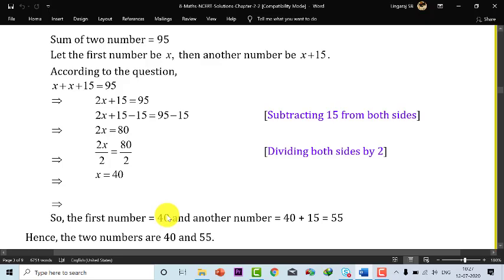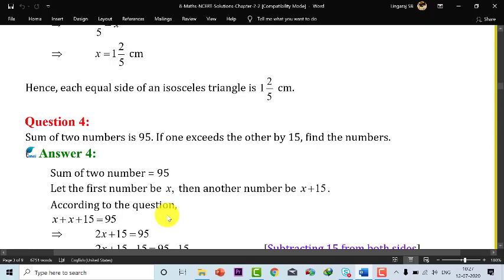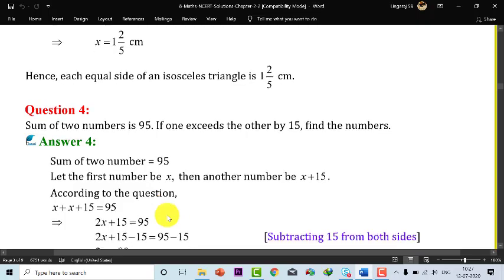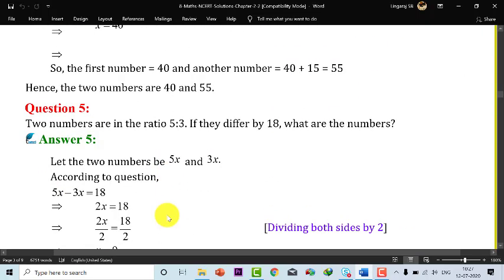So you can write this. The first number is 40 and the other number is 40 plus 15, which is equal to 55. According to the given question, the first number is x and the second number exceeds it by 15. That's why you have to add 15 here, then 40 plus 15 will be 55. Hence the two numbers are 40 and 55. So then you can move on to question number 5.